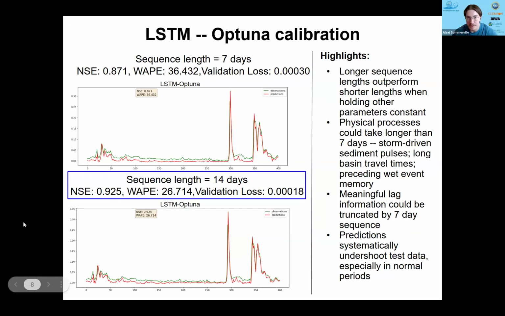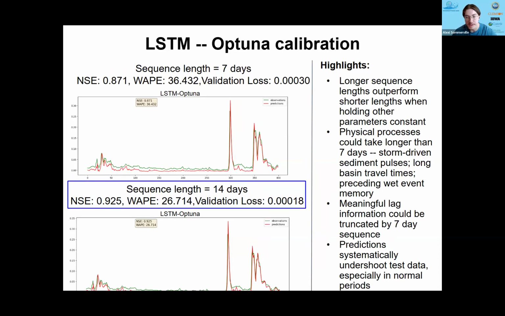Yeah, so similar to the multi-layer perceptron, two LSTM iterations, one with a sequence length of 7 and the other with a length of 14. And this was intended to test the different potential physical processes that govern sediment transport. We found that longer sequence lengths exhibited better performance than the shorter lengths when holding the other parameters constant. This suggests that the 7-day sequence length is likely truncating some meaningful lagged information that is better captured by the 14-day sequence length.